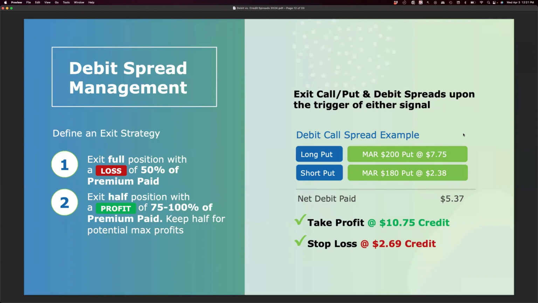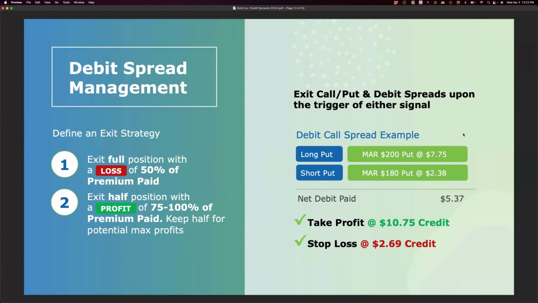This is really where we've done a lot of research, and we want you to have some rules around when do you take profits and when do you cut losses. And with debit spreads, the rules are fairly straightforward. There's a pretty clear threshold as to when you should cut your losses and a pretty clear threshold as to when you should start taking profits on your trade.